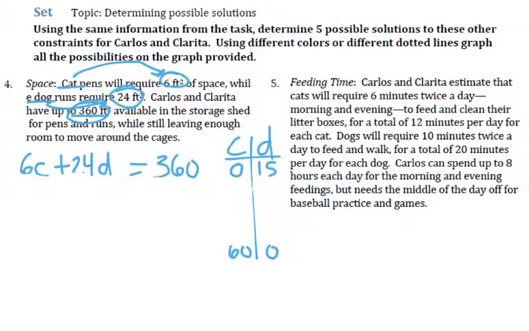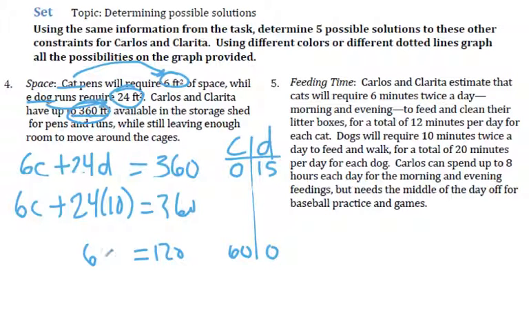All right, what should we try now? Maybe we should try with the dogs. Maybe that would be easier. Let's try 10 dogs. So 24 times 10 would give us 240. 360 minus 240 gives us 120. Divide that by 6, and we get 20. All right, that works. 20 cats and 10 dogs.